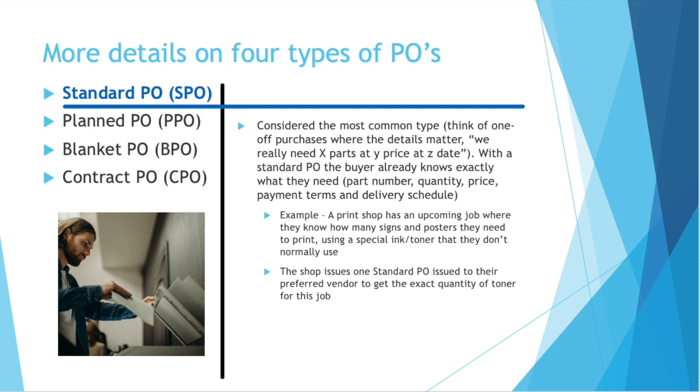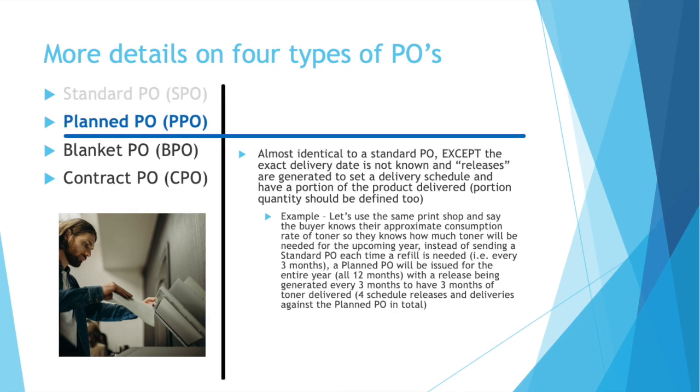For the four common types of purchase orders, we're going to use the same print shop as an example. So for a standard PO, the print shop has an upcoming job where they know how many signs and posters they need to print using a special ink/toner that they don't normally use. So the shop will issue one standard PO to their preferred vendor to get that exact quantity of toner for the job.